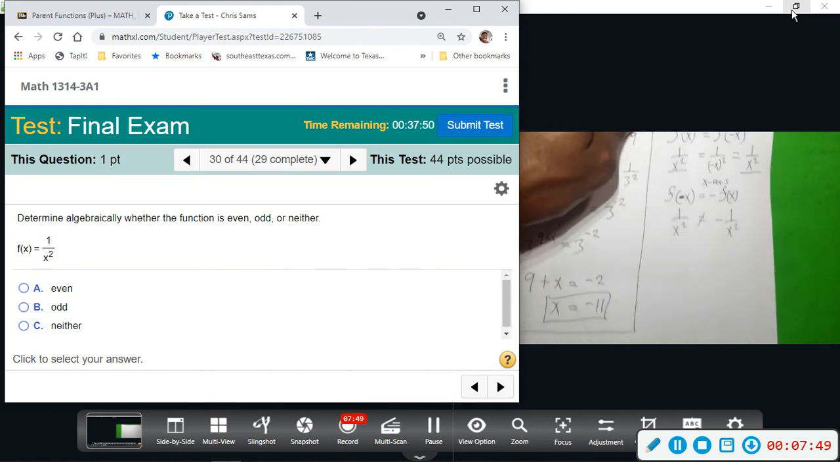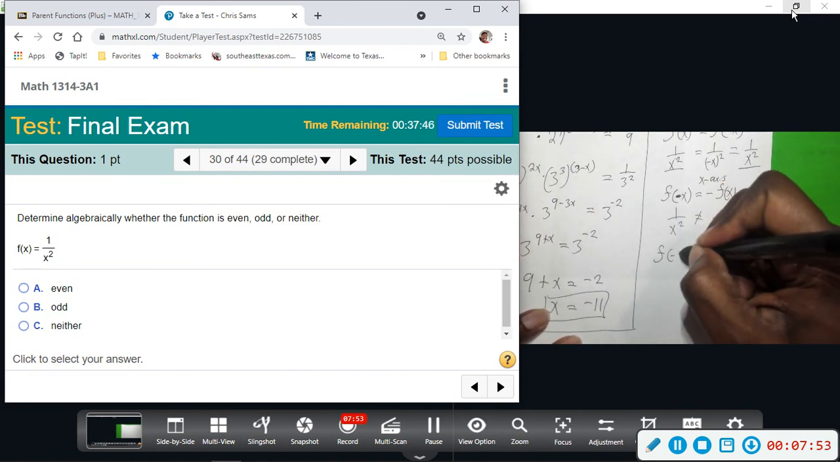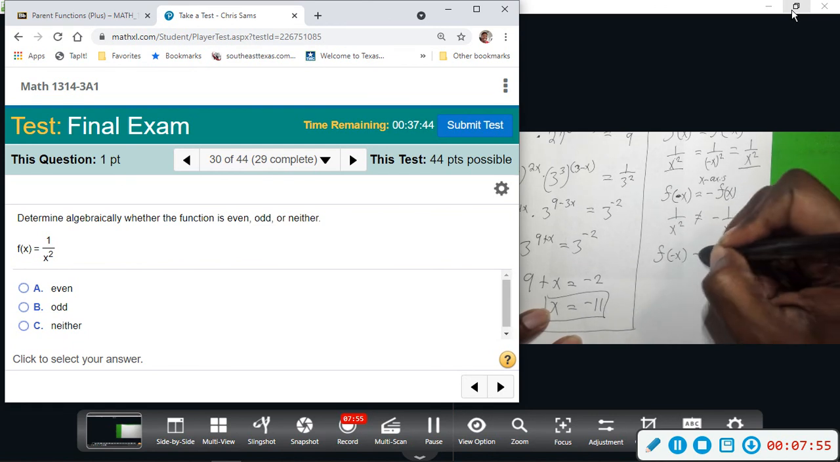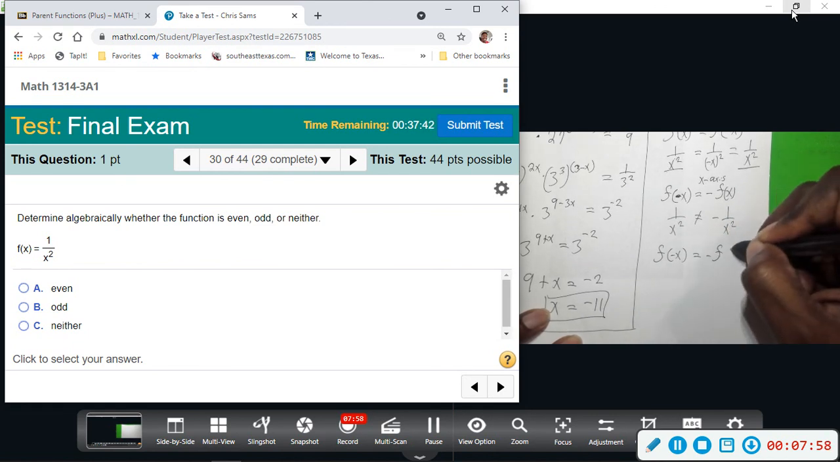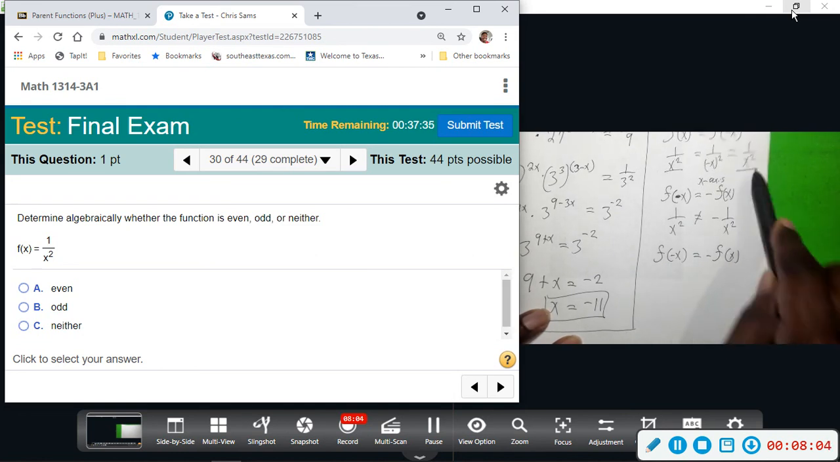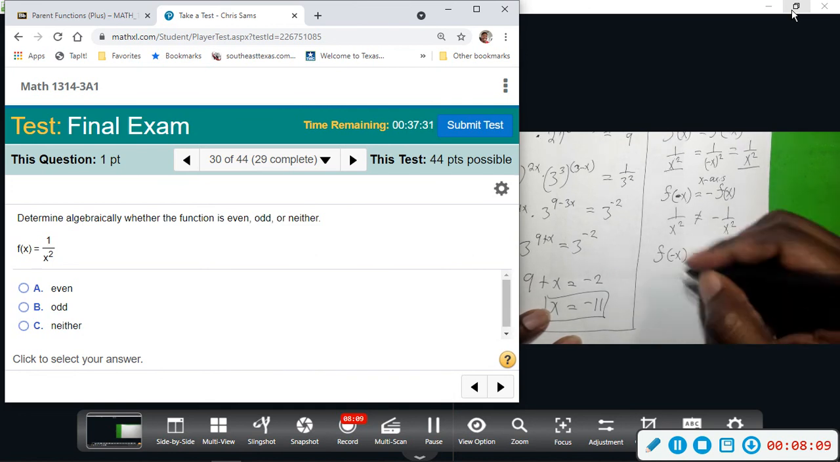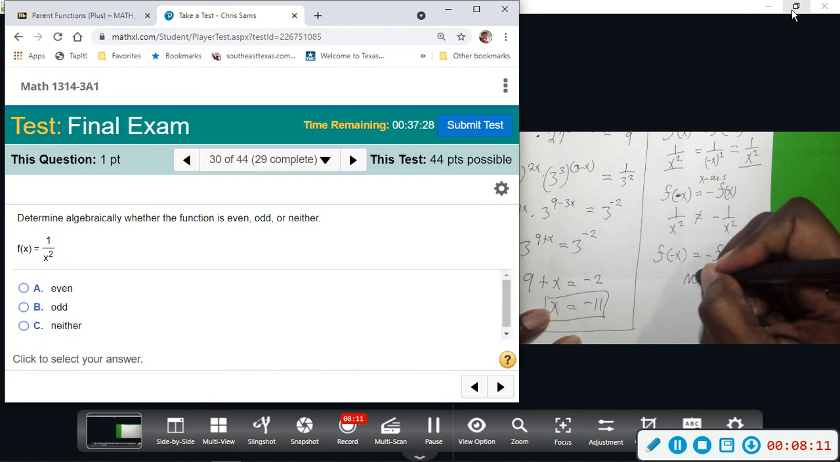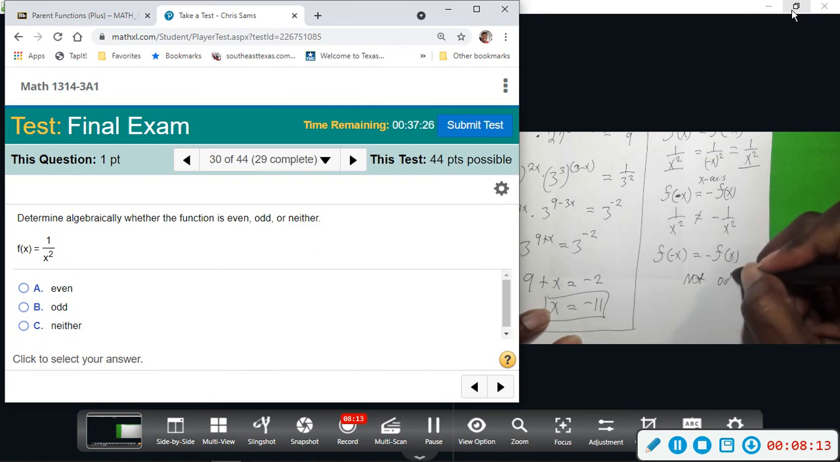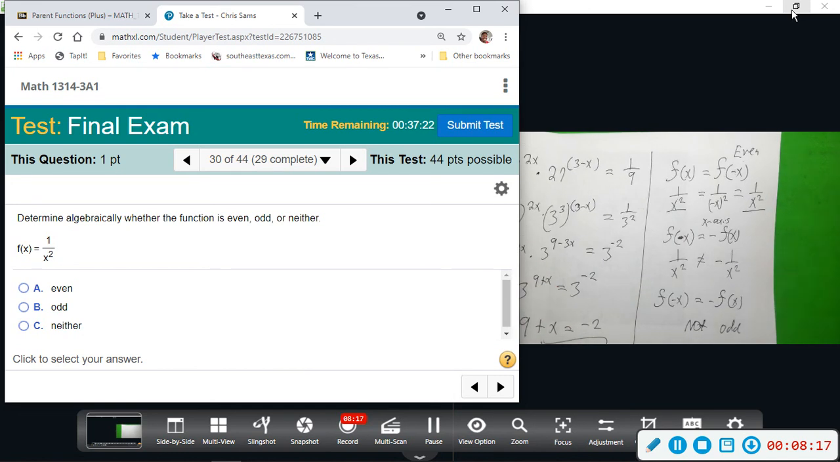And then the third one is odd. So that is f of negative x. You compare that to negative f of x. Now we've already done both these parts. F of negative x came out to be that. The negative on the outside came out to be that. Those two are not the same, so it's not odd. So it does have even symmetry, but that's it. So this is even.